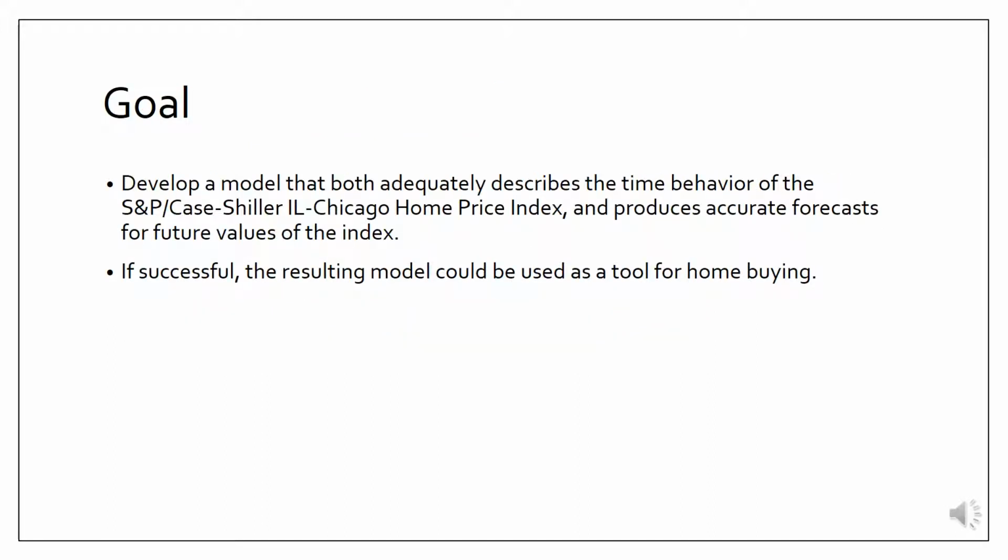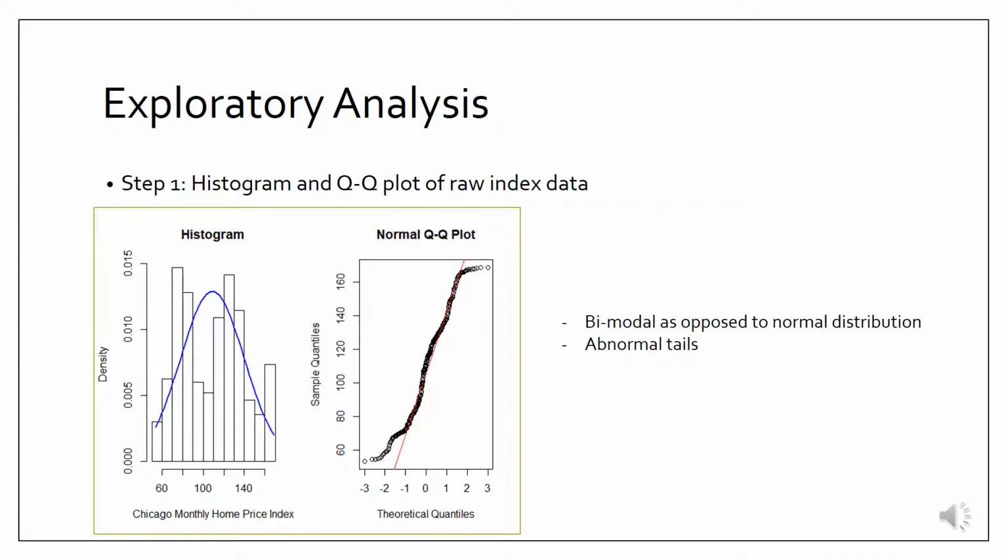The goal of this study was to develop a model that both adequately describes the time behavior of the S&P Case-Shiller Illinois-Chicago Home Price Index and produces accurate forecasts for future values of the index. If successful, the resulting model could be used as a tool for home buying. Prior to fitting any model to the data, some initial exploratory analysis was done to better understand the time series.